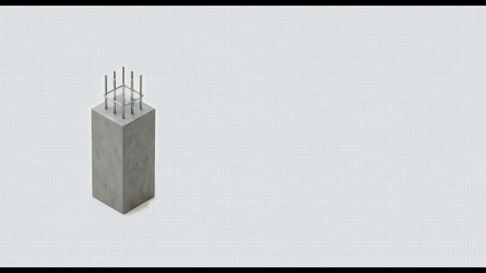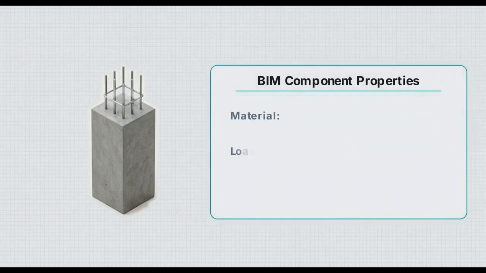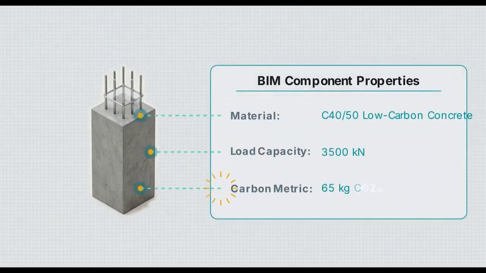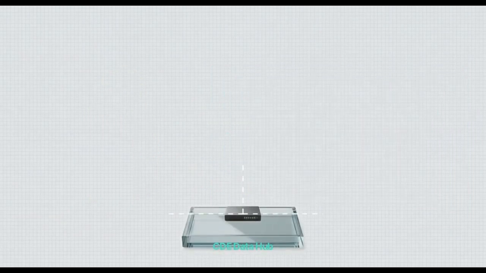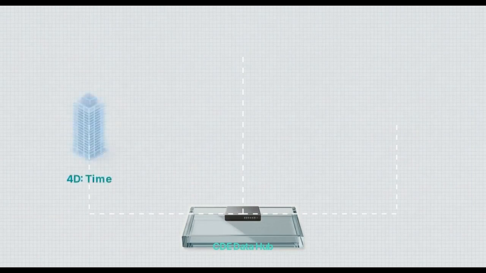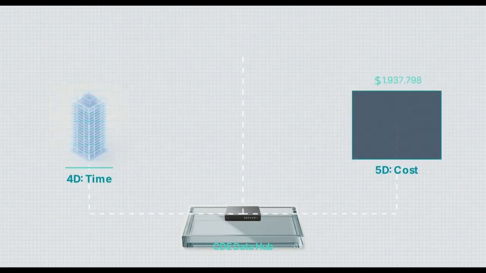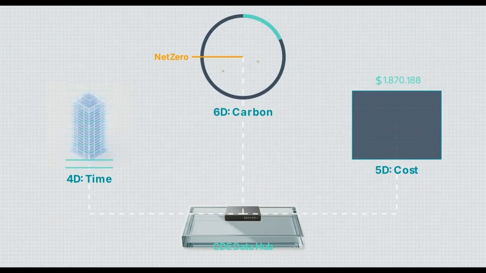BIM is a digital process that creates a database of the building's physical and functional characteristics, linking geometry to specific performance data. The model incorporates a fourth dimension, time, to visualize the construction sequence and identify conflicts. The fifth dimension connects quantities to cost data for automated estimation and value engineering. The sixth dimension tracks embodied carbon in real time to ensure the project meets its strict net zero requirement.